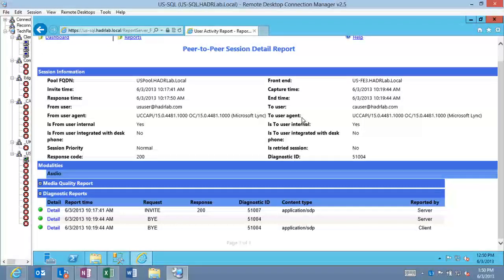So maybe I had a user out there who was using a pre-release version of the client, or they're using an older version of the client. They're using Lync 2010 or some other weird user agent string. That would be visible right in here.